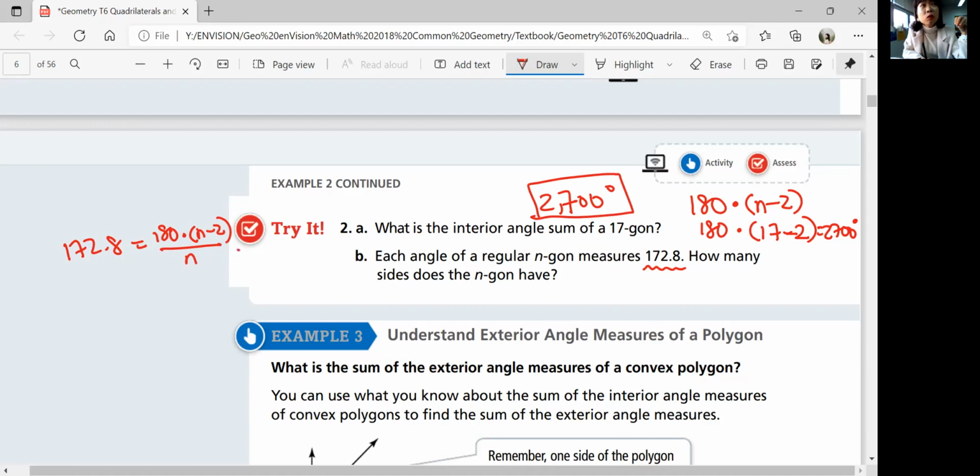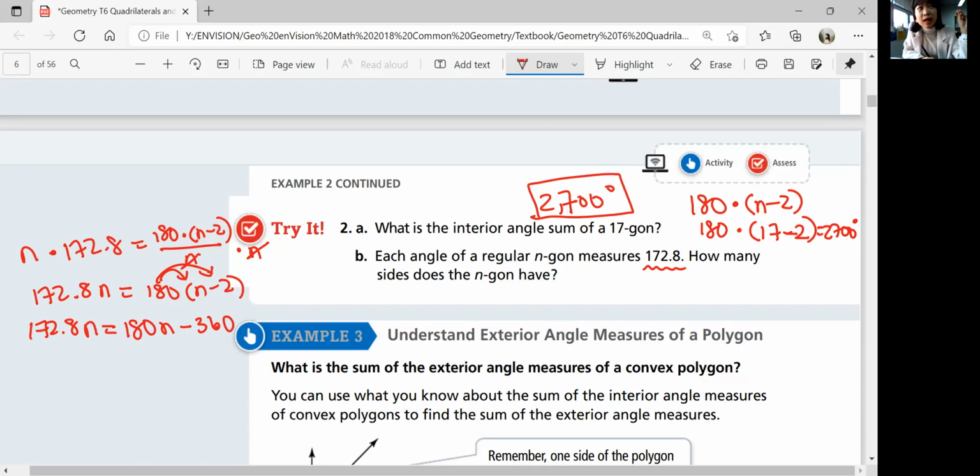So first, you multiply by n on both sides so that we can get rid of this denominator. n divided by n, they cancel out. So you have 172.8n is equal to 180 times (n minus 2). Let's use the distributive property to distribute this out. 172.8n is equal to 180n minus 360. And then you see the like terms, 172.8n and 180n. I want to keep them positive, so I'm going to subtract 172.8n on both sides, and I'm going to add 360 on both sides so that you have 360 on this side and it's positive.